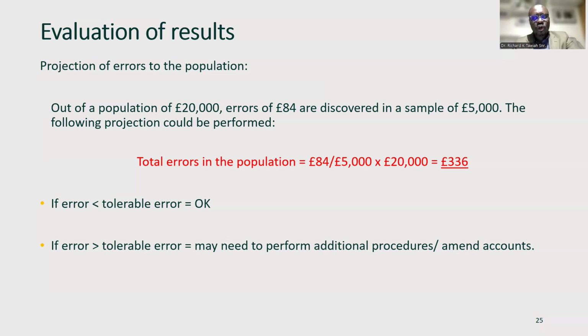Now, set your error level. If the 336 is less than the tolerable error, maybe the tolerable error is plus or minus 500, then we accept it. But if the tolerable error is 300, then you can say no, we need to perform additional procedures, or you ask them to adjust the account.